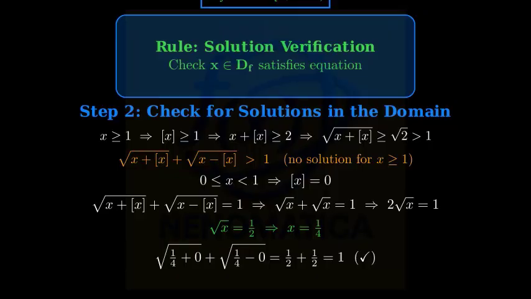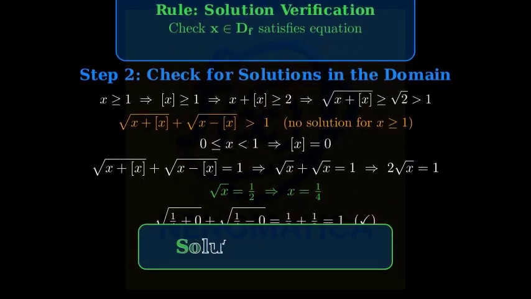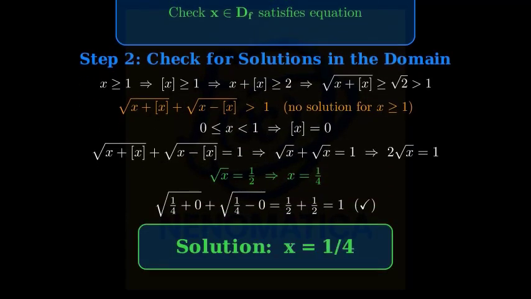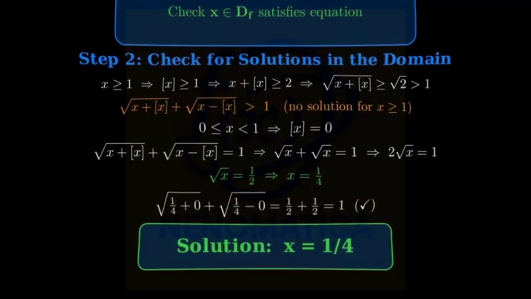Next, consider 0 less than or equal to x less than 1. In this case, the floor of x is 0. The equation reduces to 2 times the square root of x equals 1. Solving gives x equals 1/4. We verify that this satisfies the original equation. Therefore, the equation has a unique solution in the real numbers, x equals 1/4.